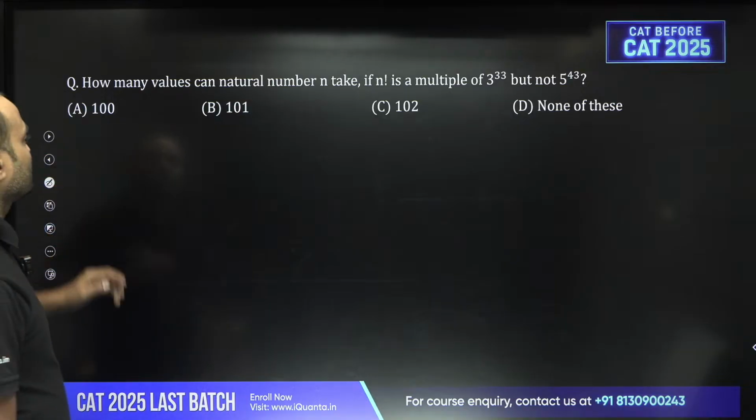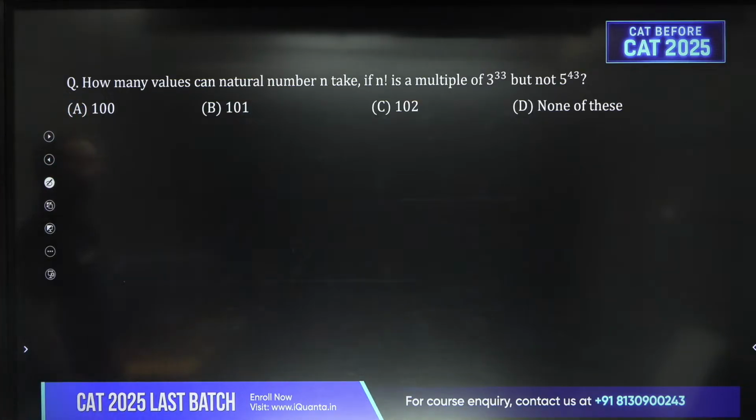Let's try this first one. How many values can natural number n take if n factorial is a multiple of 3 to the power 33, but not 5 to the power 43?